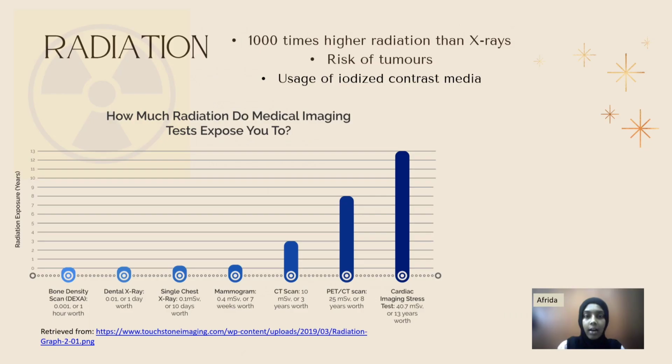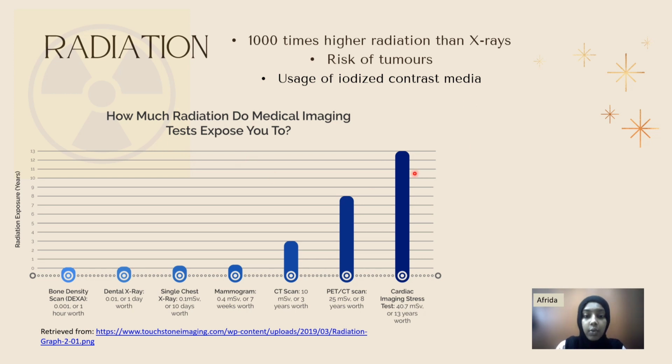Hello, I am Afrida Fathima binti Barakath and I am going to talk about the limitation of CT scan, which is radiation. CT scans have 1000 times higher radiation than X-rays. This causes the patients to have a high risk of tumors. Another reason why CT scans have a high amount of radiation is the usage of iodized contrast media. The iodized contrast media is needed for us to detect the organs or the required images more clearly.